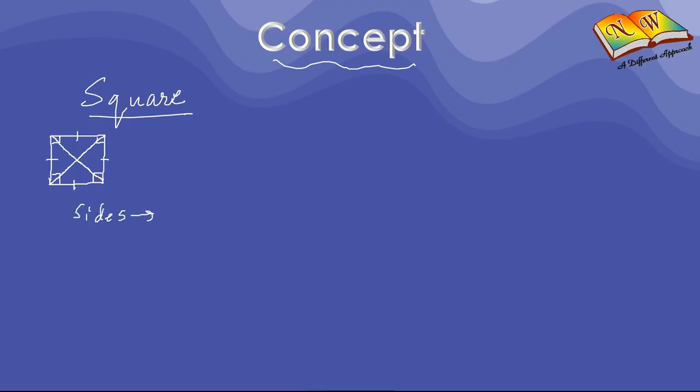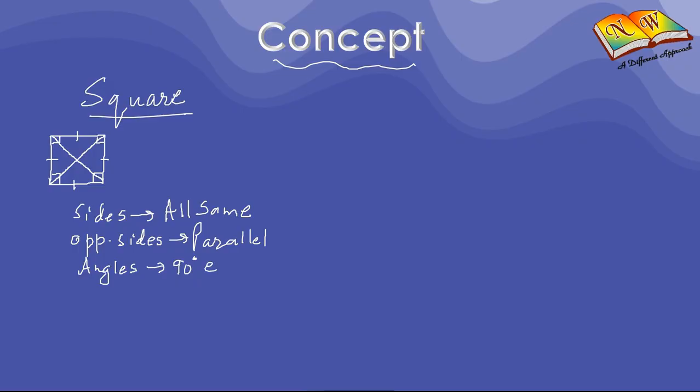So what about the sides? Sides are all the same, that means all equal. Opposite sides are always parallel, that is another important property. And then we have the property on angles. All angles are 90° each and the diagonals are equal. Equal means equal in length. And then we have another property on diagonals. The diagonals bisect each other. That means they divide each other equally.